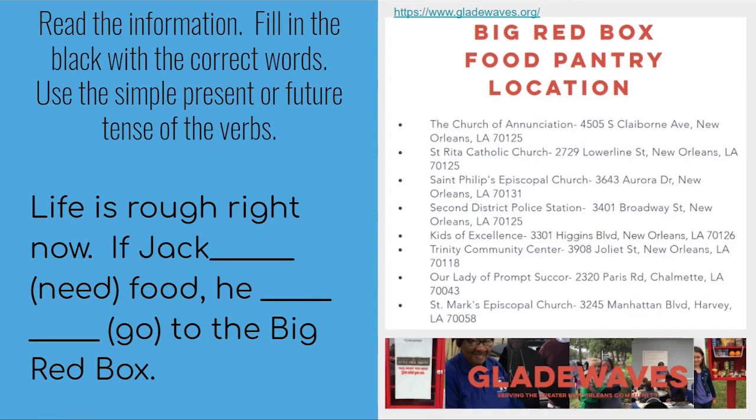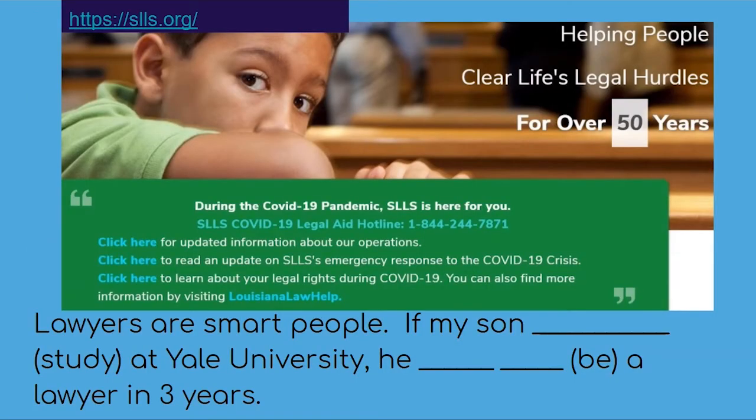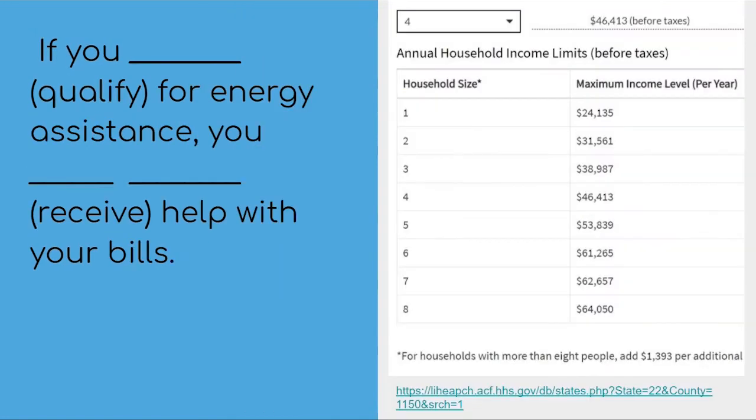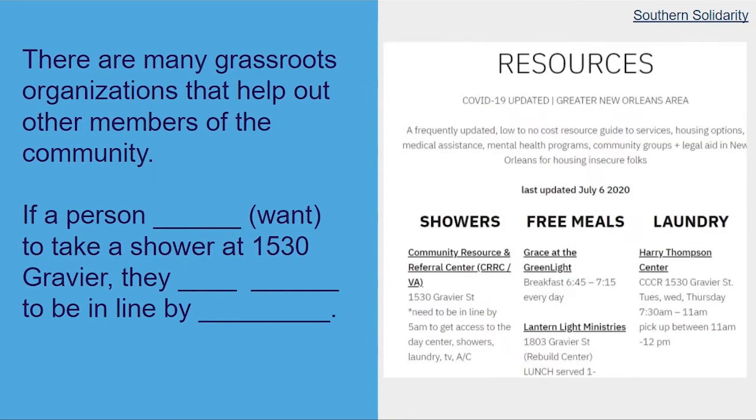So the first one is about a big red box food pantry location, and all of the resources in here are real resources that you can link through in your slides if you need that particular type of service, right? But read through the sentences and fill them in, right? Practice adjusting those verbs. We have Green Light New Orleans here. They help you with light bulbs and other sustainability programs. We have the application site for if you need help with your energy assistance and the chart that shows what your income must be to qualify, along with the sentence for you to fill in.